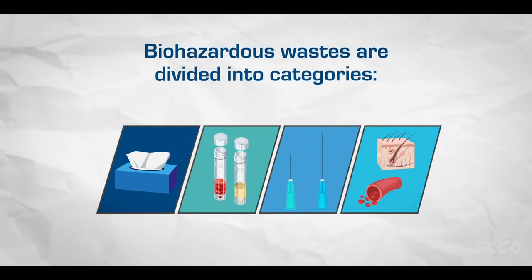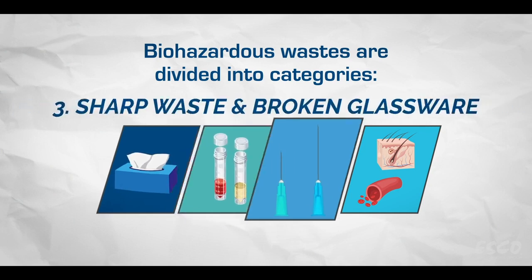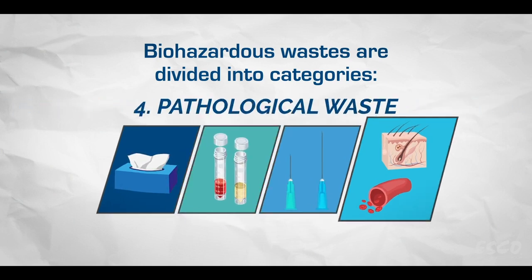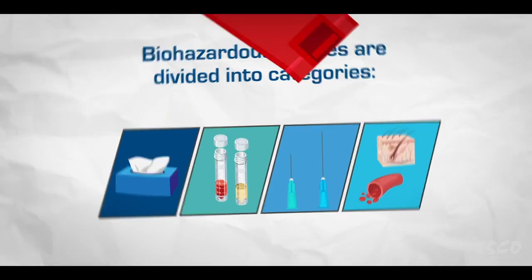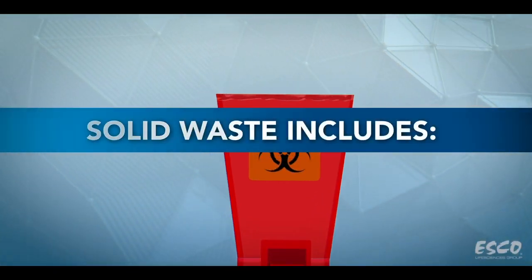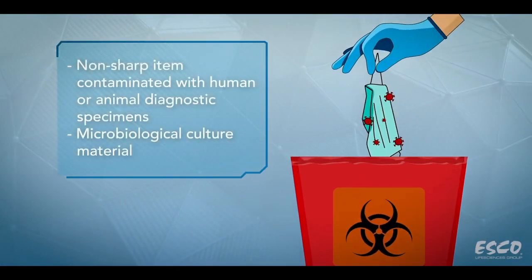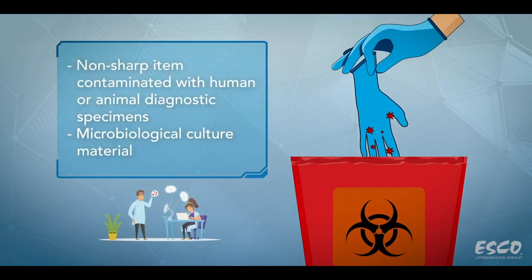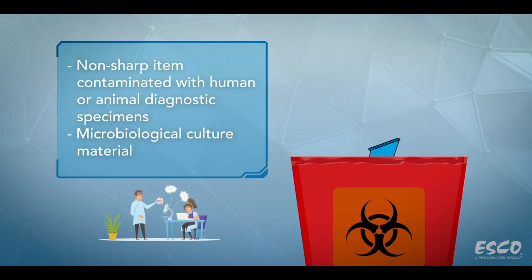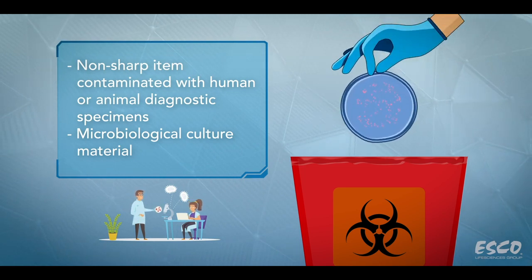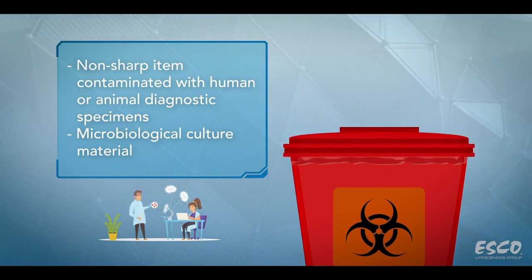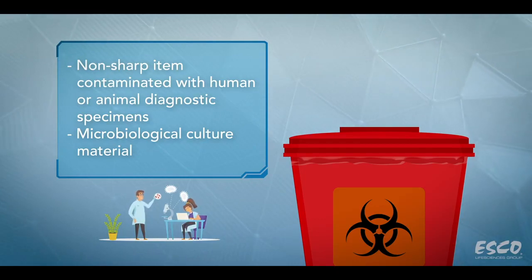Biohazardous waste can be divided into 4 categories: solid waste, liquid waste, sharps and broken glassware, and pathological waste. Solid waste includes the non-sharp items like gloves and gowns that are contaminated with human or animal diagnostic specimens and microbiological culture materials like agar. The collection container must have a lid or other means of closure.